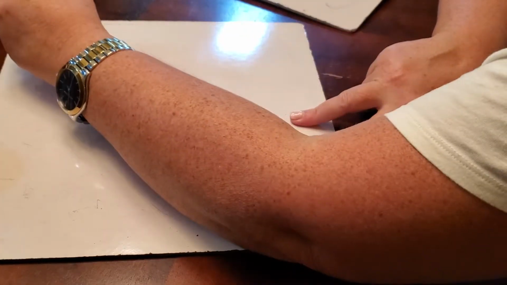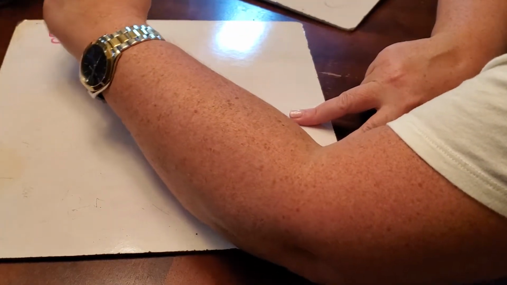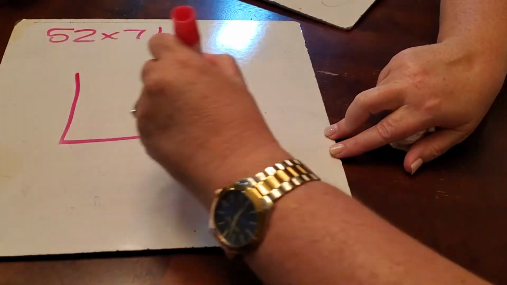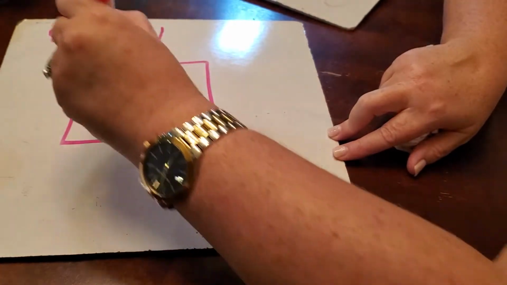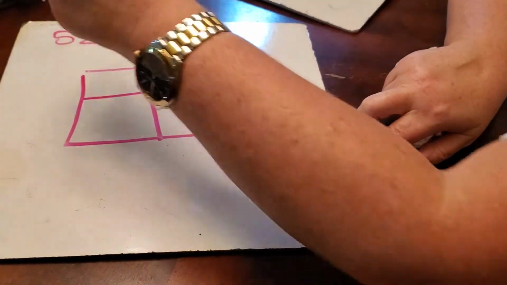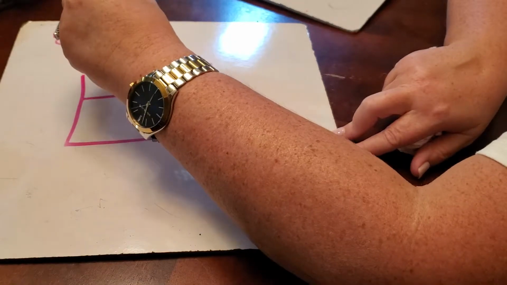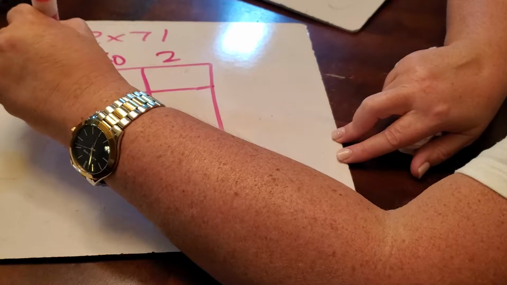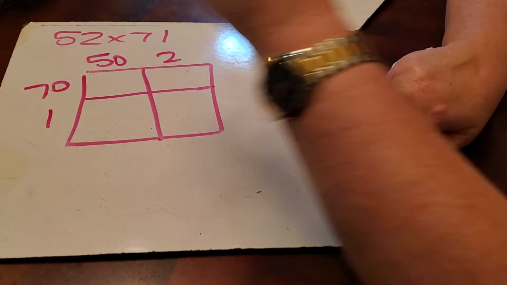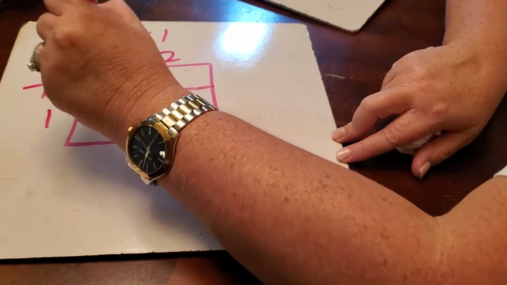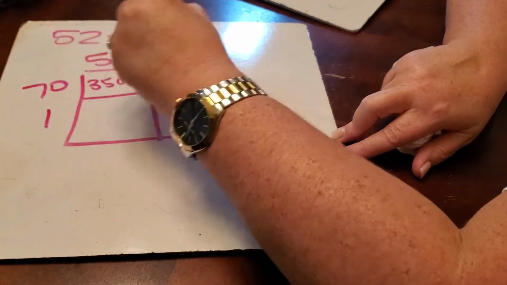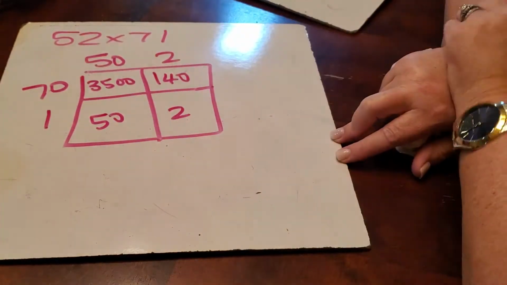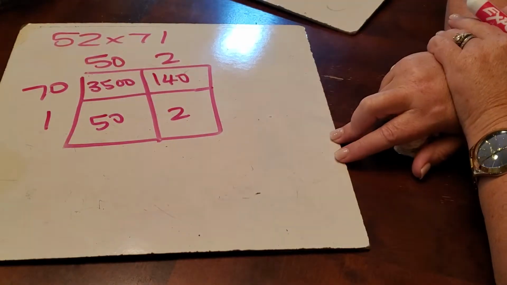If I were to multiply 52 times 71 as a fourth grader, I would likely use an area model and probably decompose the 52 into 5 tens and 2 ones, and the 71 into 7 tens and a 1. And then I would complete my area model: 3,500, 140, 50, and 2.